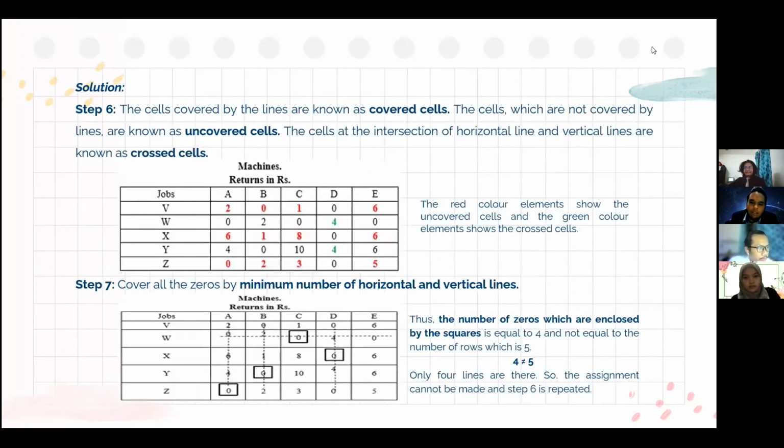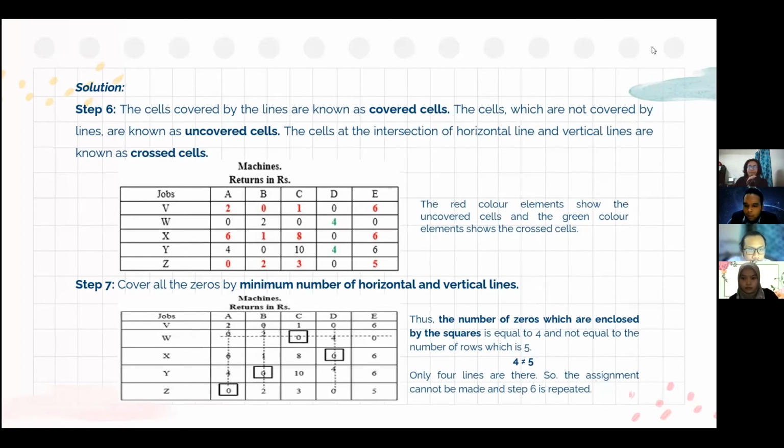Step 6. The cells covered by the lines are known as covered cells. The cells which are not covered by lines are known as uncovered cells. The cells at the intersection of horizontal and vertical lines are known as cross cells. The red color elements show the uncovered cells and the green color elements show the cross cells. The lowest element in the uncovered cells is 1. Hence subtract 1 from the elements of all uncovered cells and add this element to the elements of the cross cells. Do not alter the elements of covered cells and write the matrix.